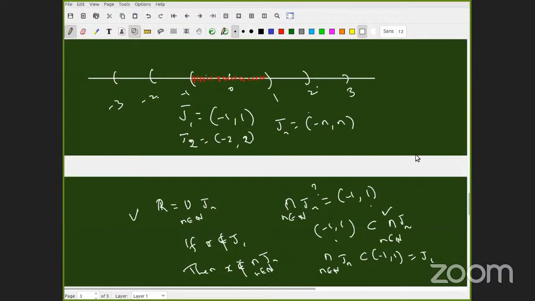We couldn't hear you, Epsiba, because of the network. So can you please repeat what you said? I have proved the intersection over n in N of Jn is a subset of (-1, 1). You understand? I have proved this.